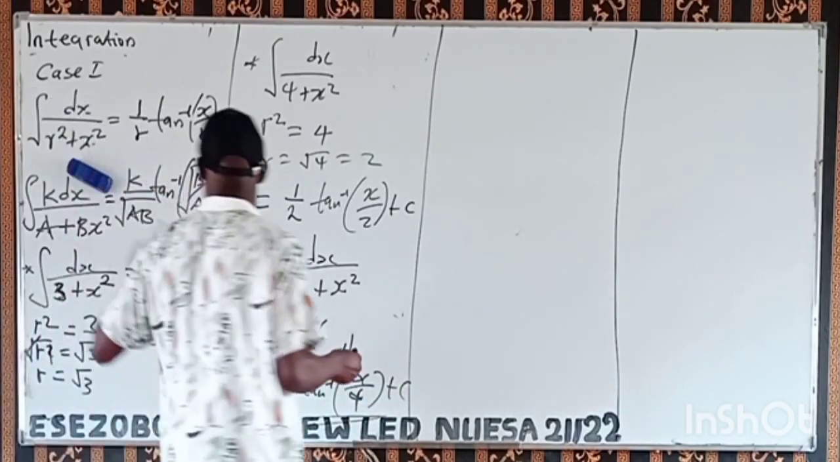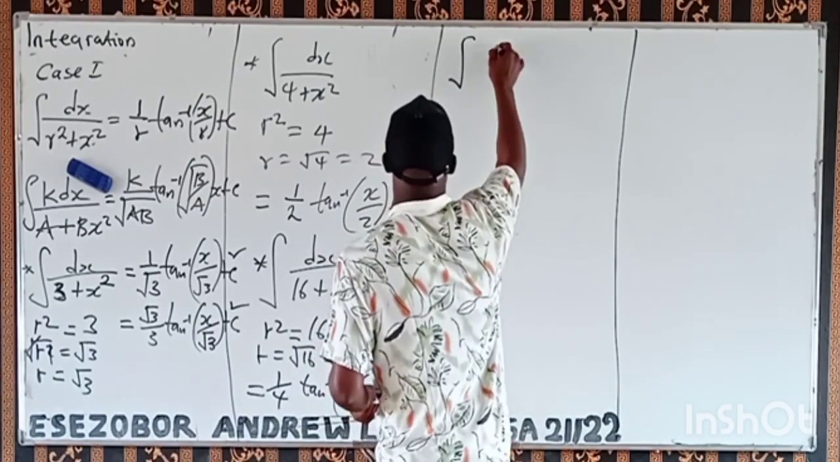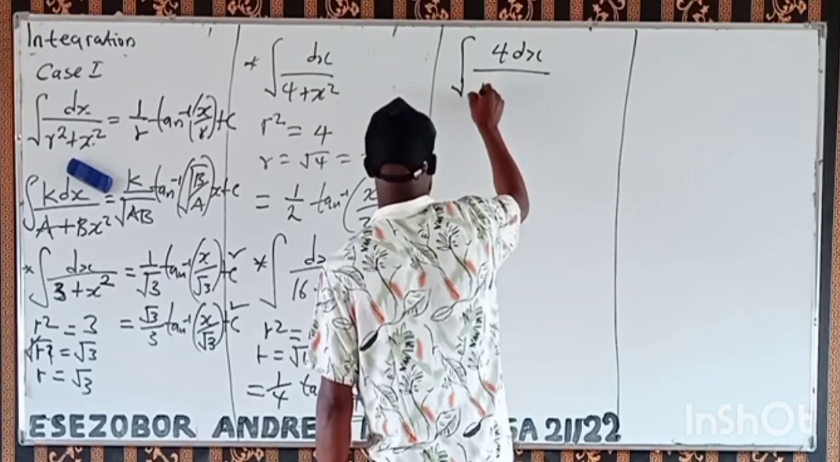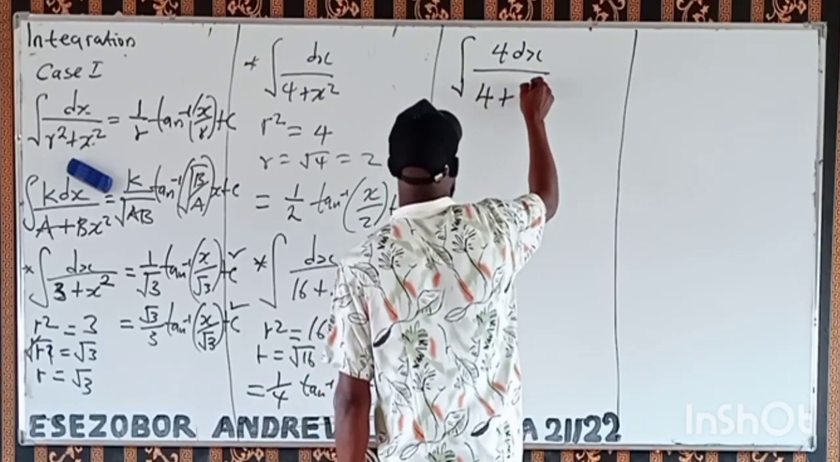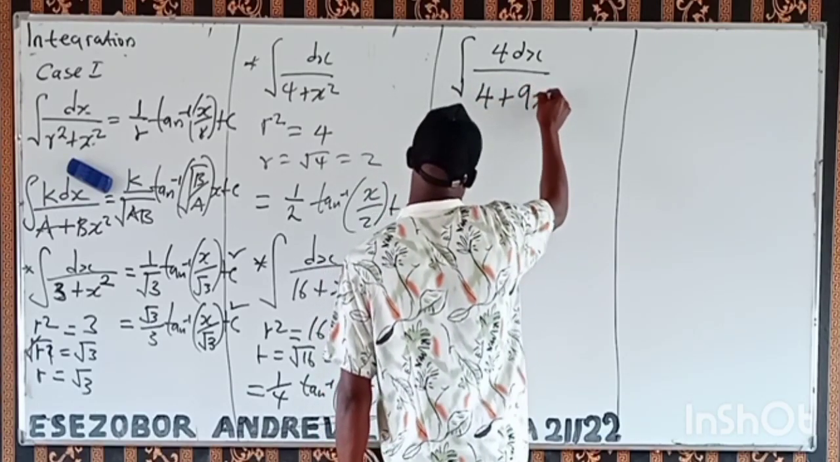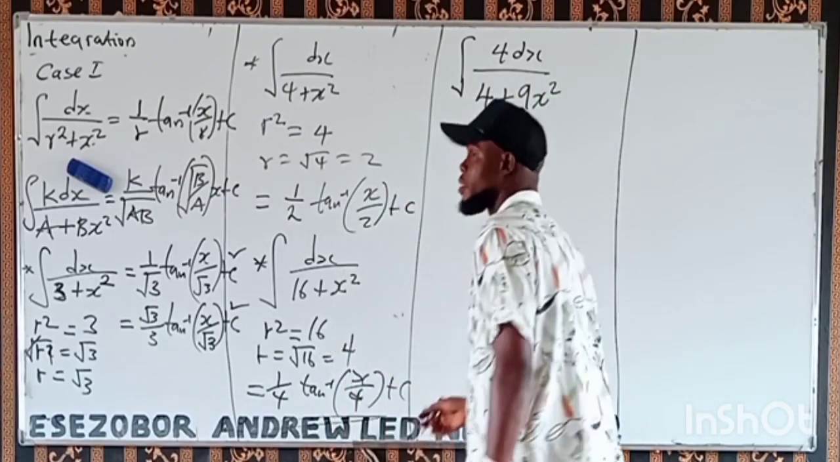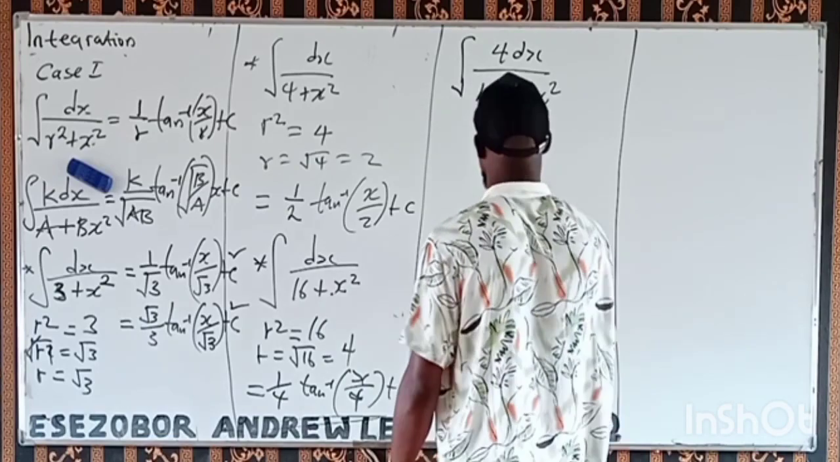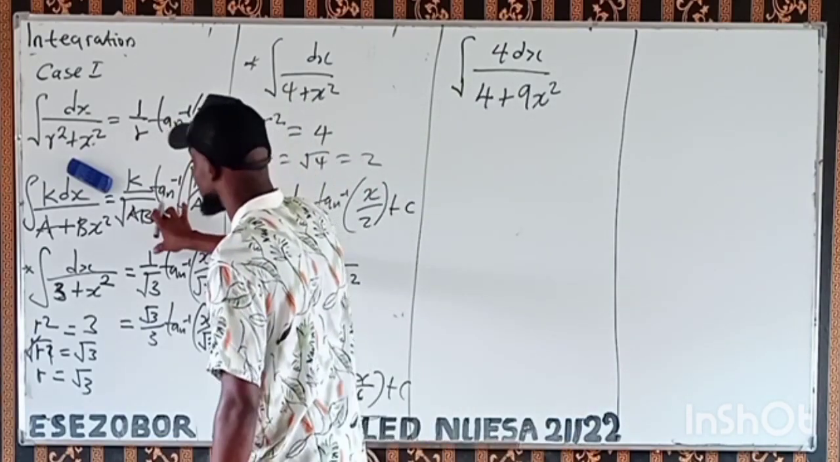And let me look at the question on this other side. Let's say we have the integral of 4 ds all over 4 plus, let's say, 9s squared. So like this. Check, we have a number here now. No number here for this. So this method will not work. Only this case will work.